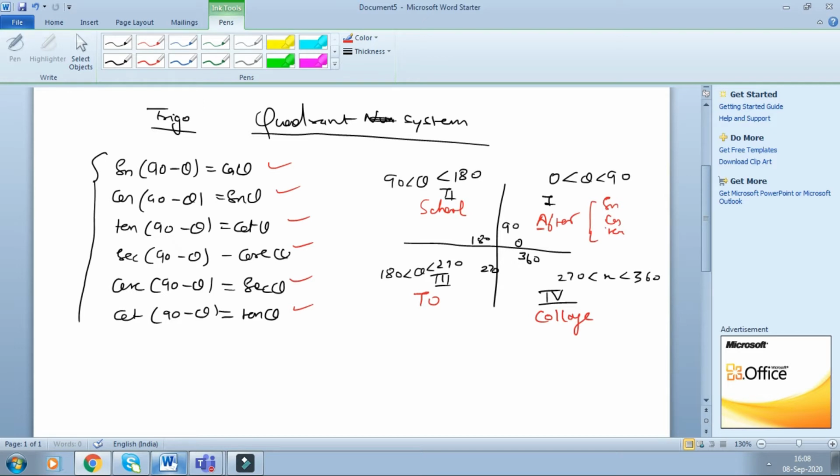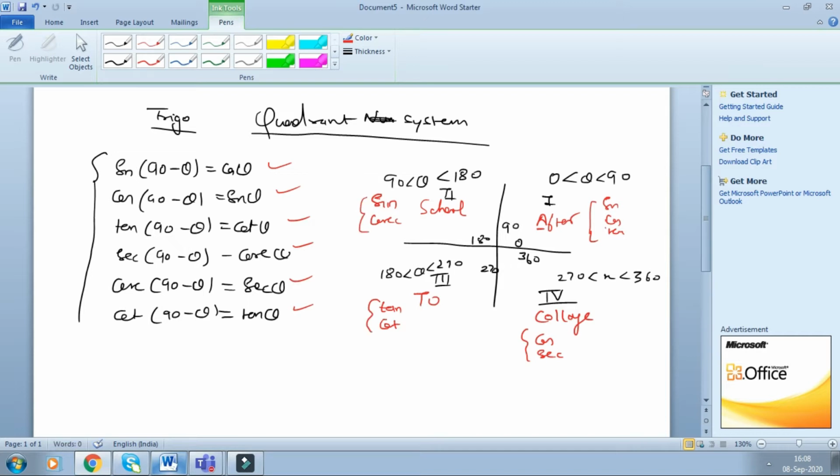Similarly, in the second quadrant only sin and the opposite of sin, that is cosec, are positive. In the third, tan and the opposite of tan, that is cot, are positive. In the last quadrant, cos and the opposite of cos, that is sec, are positive. So first of all you have to learn this.